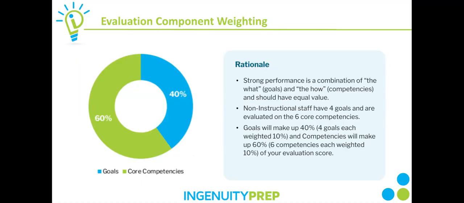Your final score is derived from your goal score and your competency score. Let's look at how each piece is weighted and how the process will determine a final score. In our system, goals will be worth 40% and competencies will be worth 60% of your final score as a non-instructional staff person. Since you will have 4 goals and will be scored on 6 competencies, each goal and competency will be 10% of your overall final score.